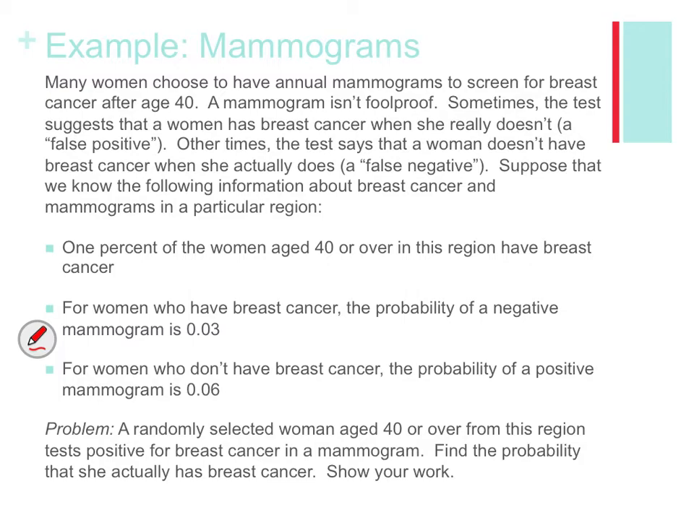So 1% of the women aged 40 or over in this region have breast cancer. For women who have breast cancer, the probability of a negative mammogram is 0.03. For women who don't have breast cancer, the probability of a positive mammogram is 0.06. Here's our problem. A randomly selected woman aged 40 or over from this region tests positive for breast cancer in a mammogram. Let's find the probability that she actually has breast cancer.